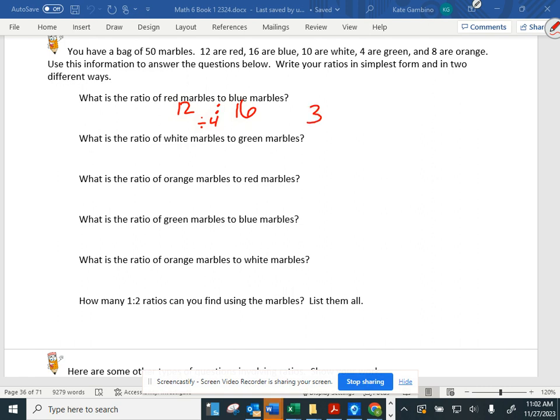I can divide both sides by 4. 12 divided by 4 is 3. 16 divided by 4 is 4. Simplified answers are your final answer. So make sure you simplify.